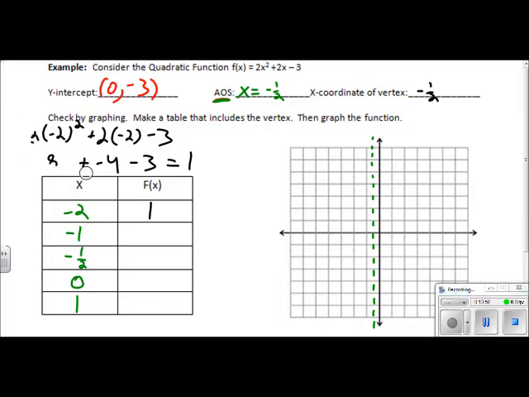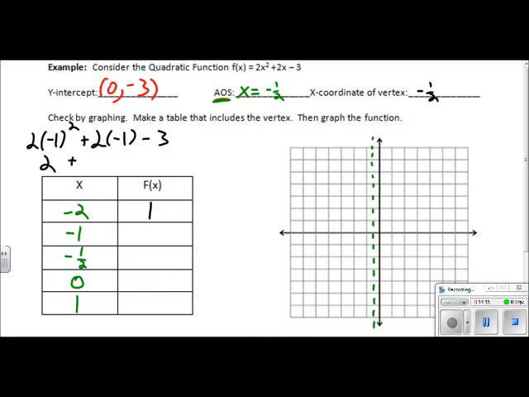Same thing, I've got to keep going and try some other values here. We'd say 2 times negative 1 squared plus 2 times negative 1, minus 3. Negative 1 squared is 1 times 2 is 2. Plus 2 times negative 1 is negative 2. And minus 3. Positive 2 and negative 2 cancel out, so we're just left with negative 3.